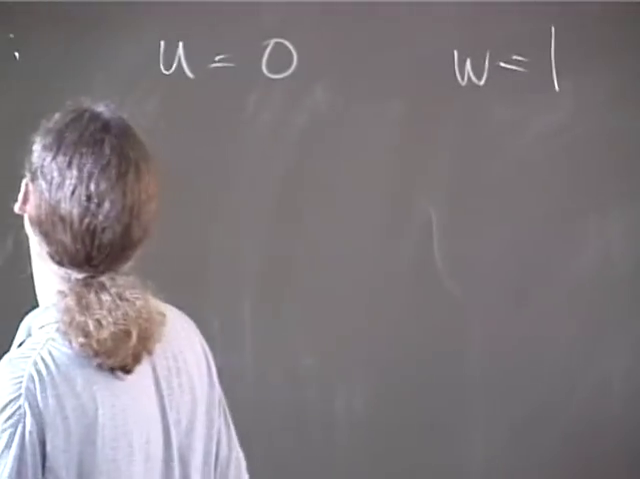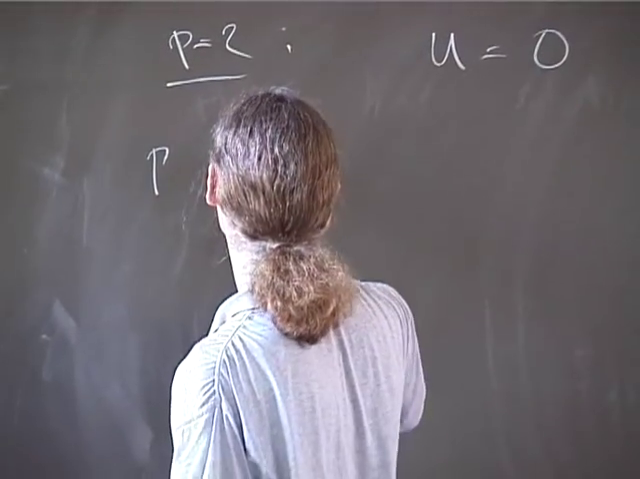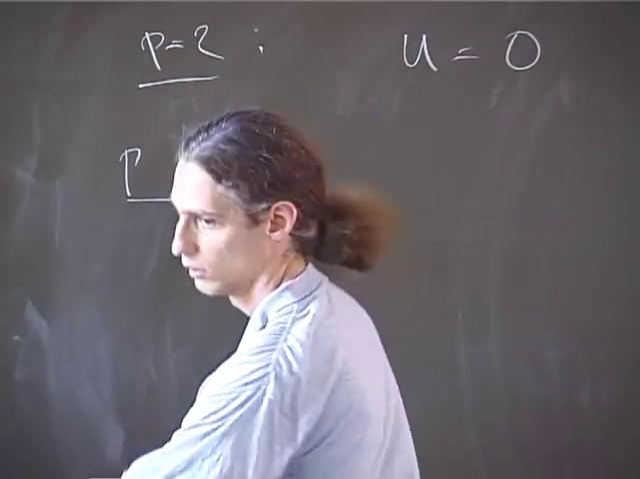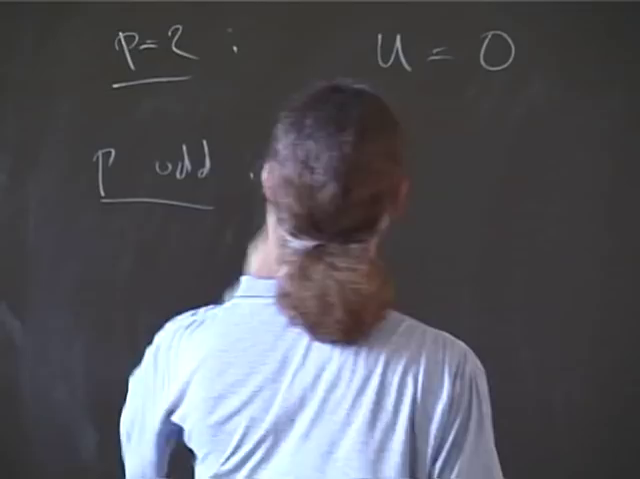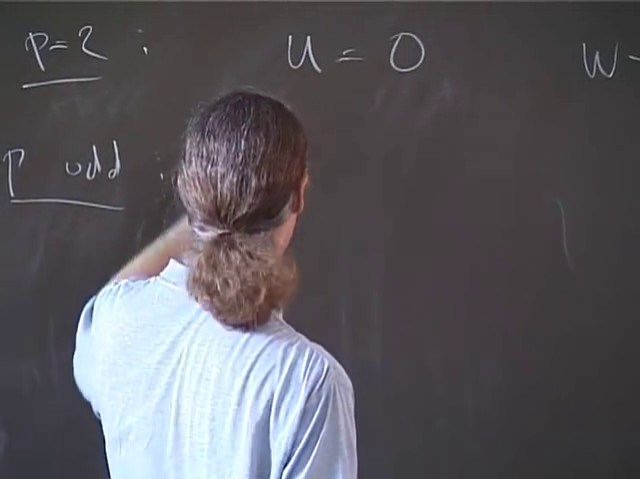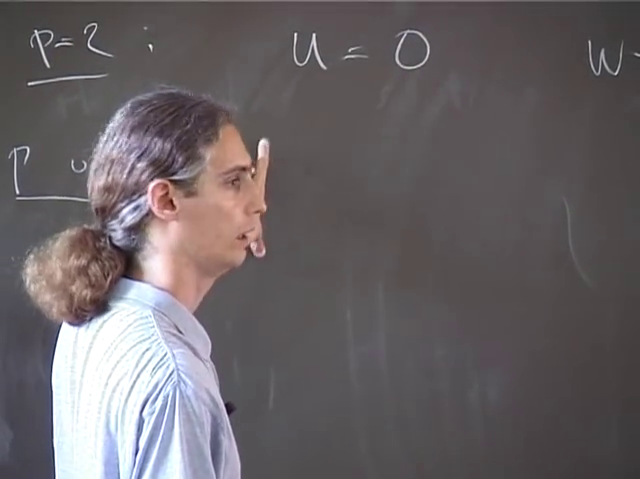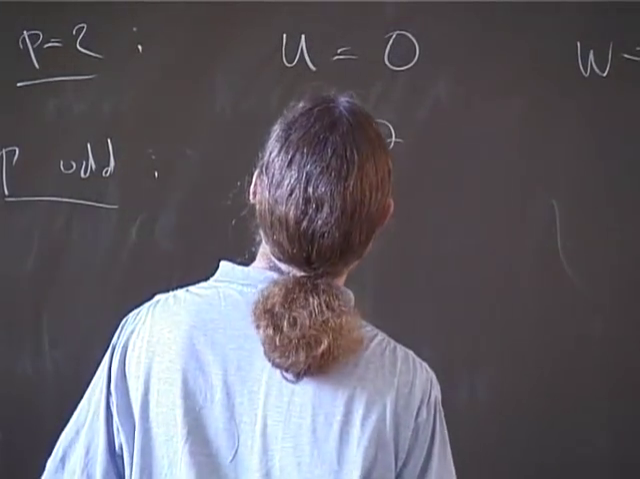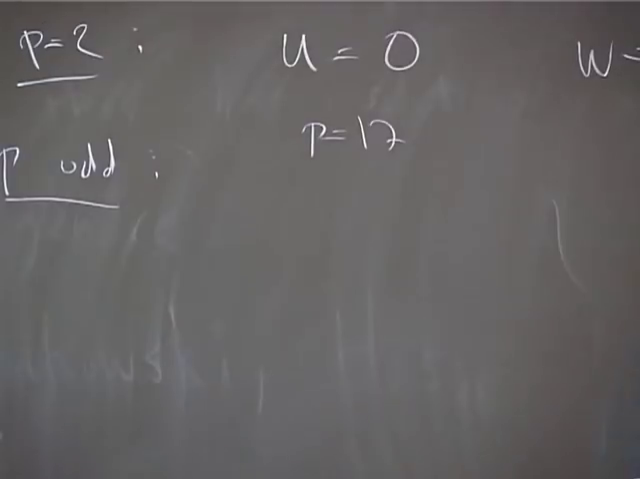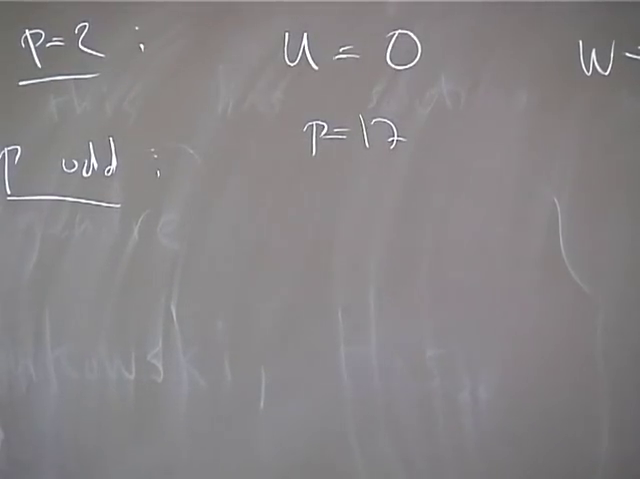Okay, now let's see. p odd. Well, there are 2 possible approaches. You can take p equal to 17, and then, well, I don't even know what it is. 1 over square root of 2.